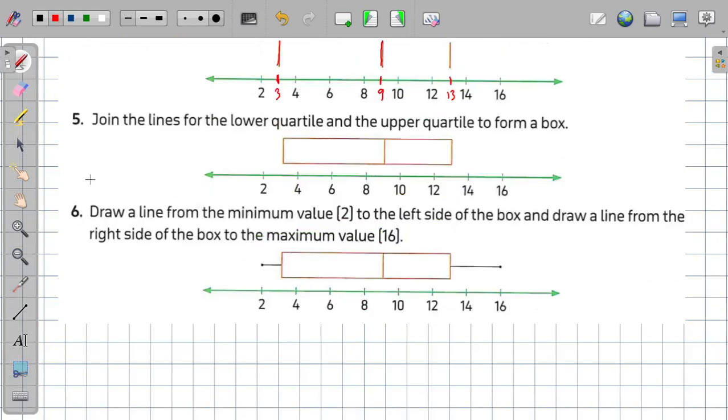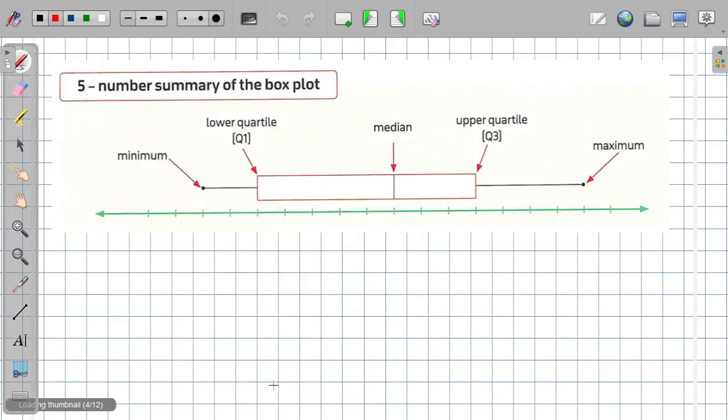Okay, and after that we will draw a line from the minimum value, here it's 2, to the left side of the box right here, and I will draw a line from the right side of the box right here to the maximum value 16 right here, and with that we draw the box plot. Okay, so we have 5 numbers: the minimum value, the first quartile, the median, the third quartile, and the maximum value. So we have the 5 number summary of the box plot.